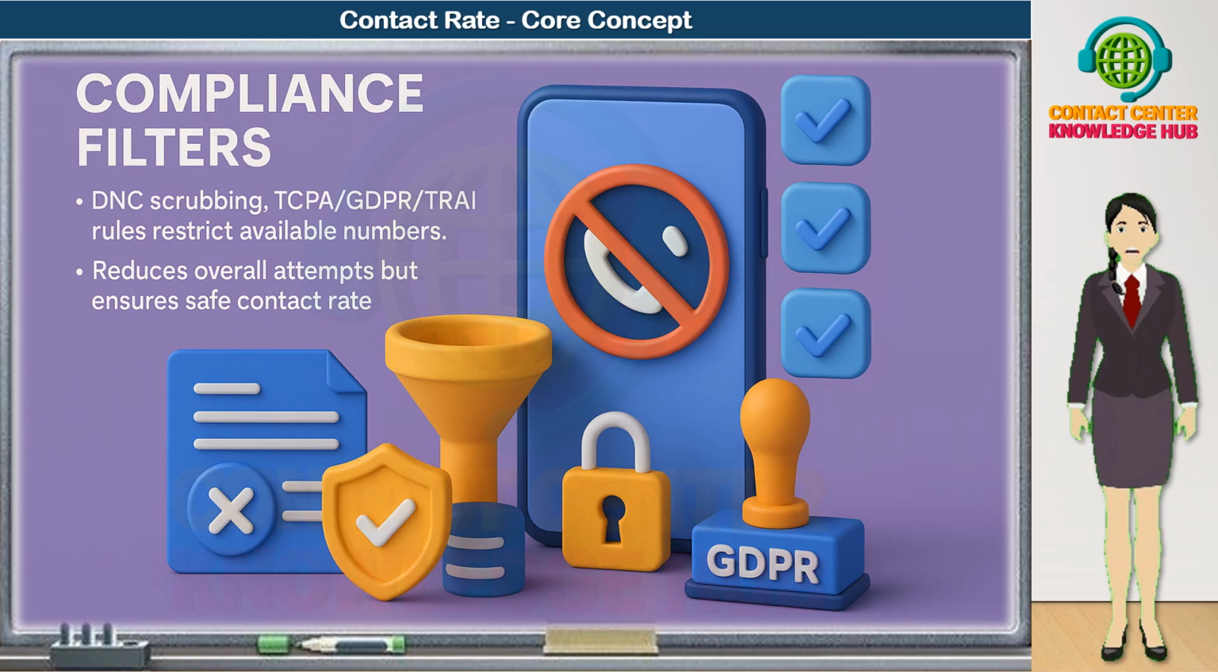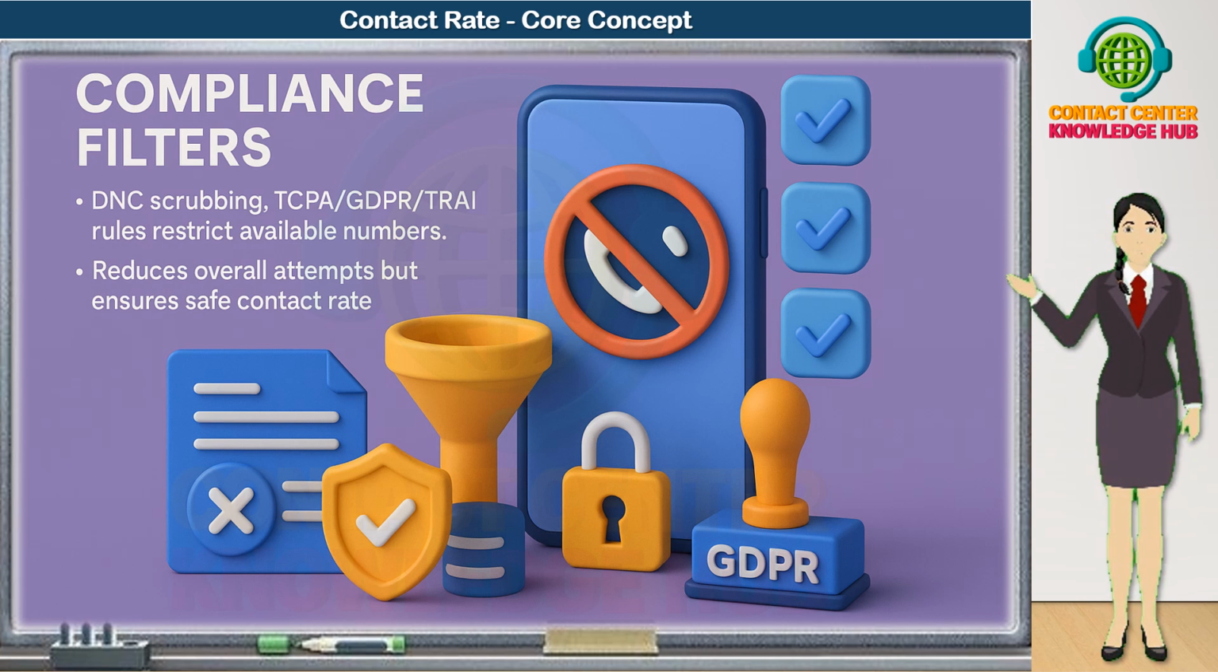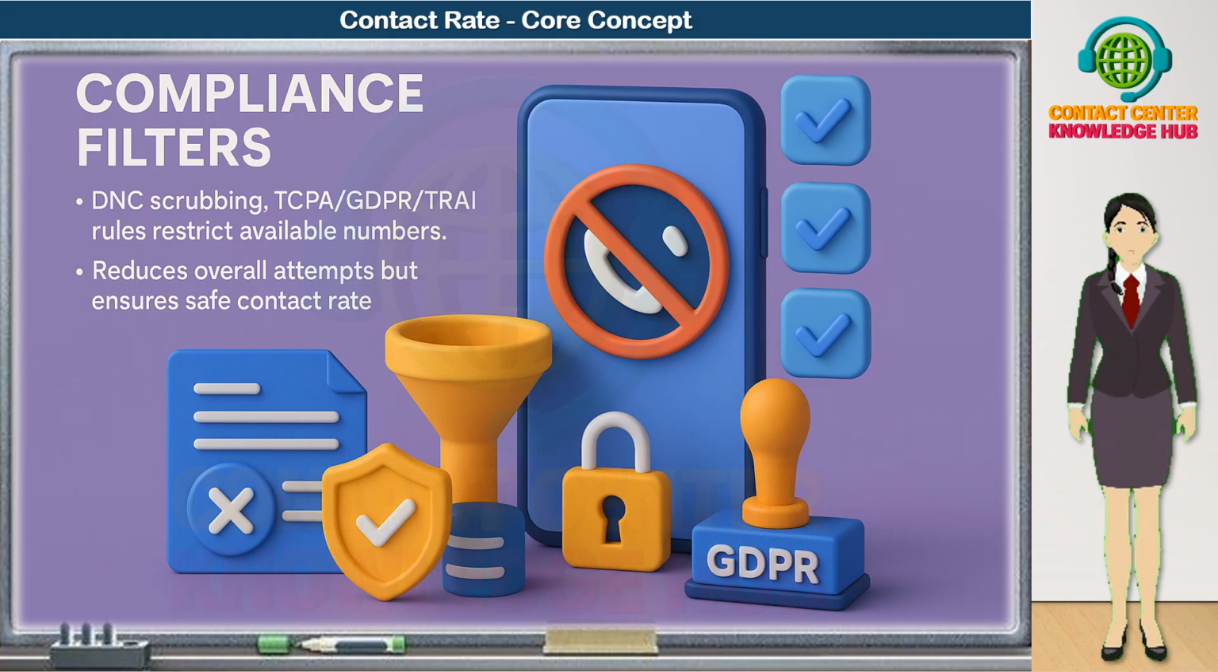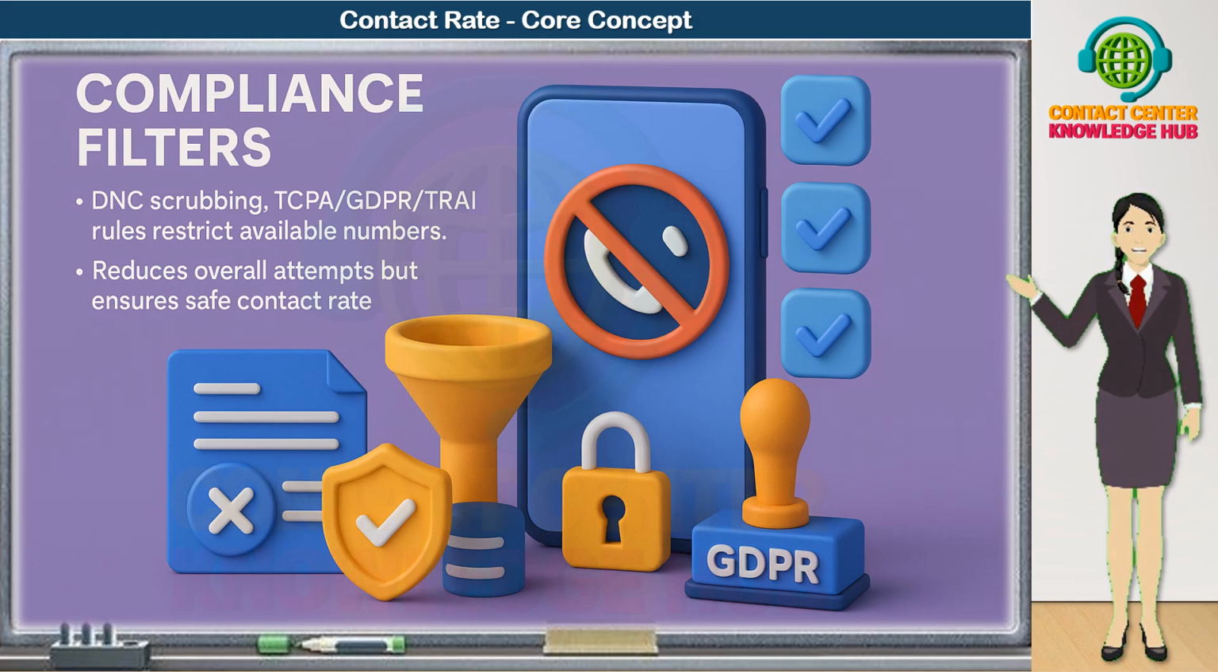Now, let's discuss an essential yet often overlooked component of contact rate, compliance filters. Every contact center must operate within strict regulatory frameworks such as DNC scrubbing, TCPA, GDPR, or TRAI rules. These compliance filters remove numbers that cannot legally be dialed, protecting both your organization and your customers.